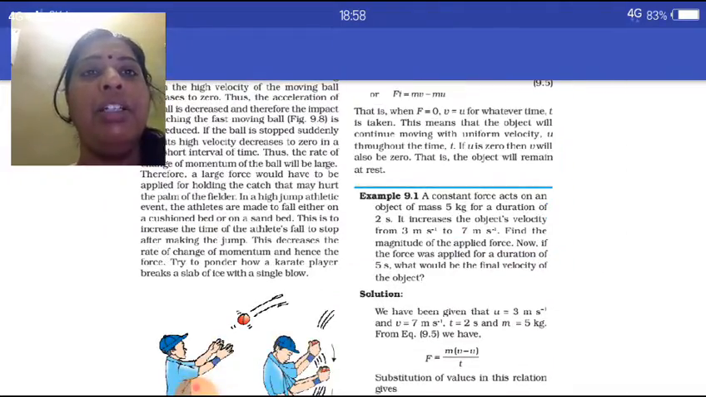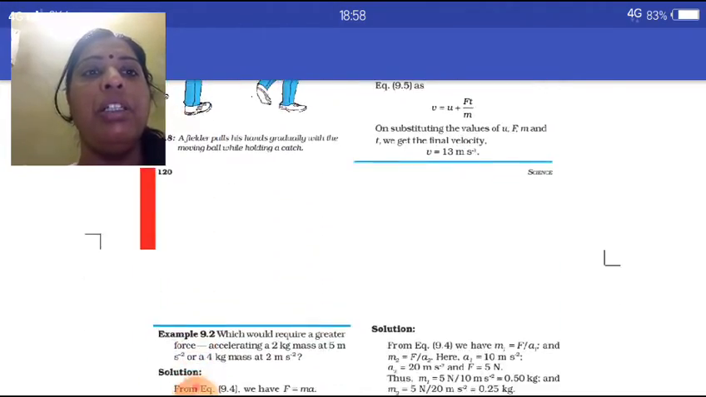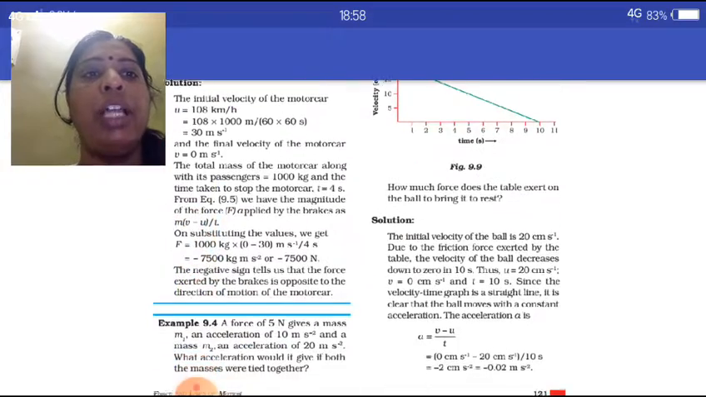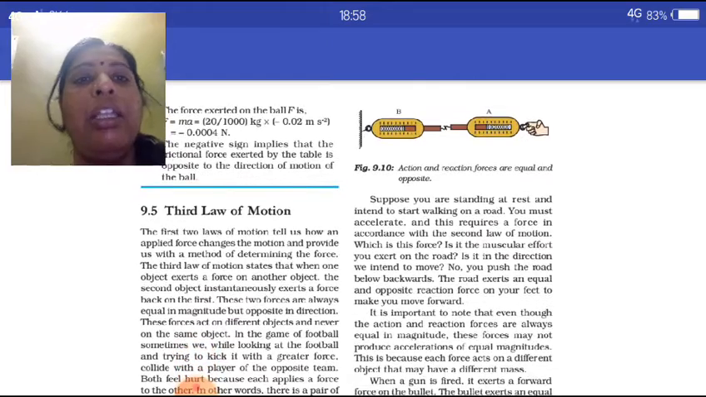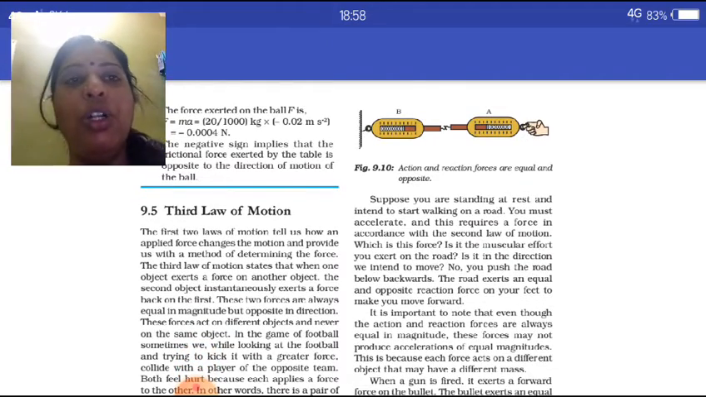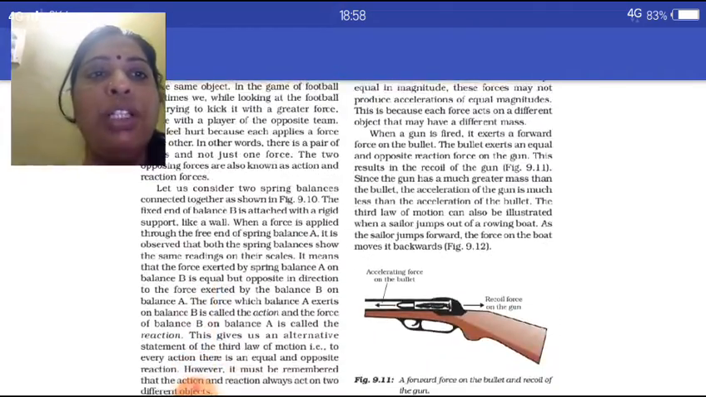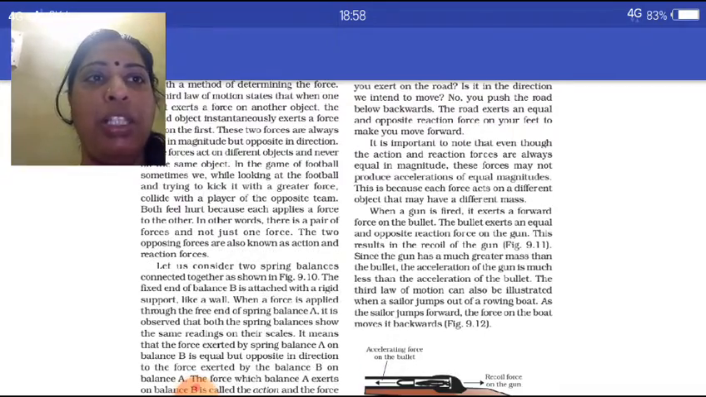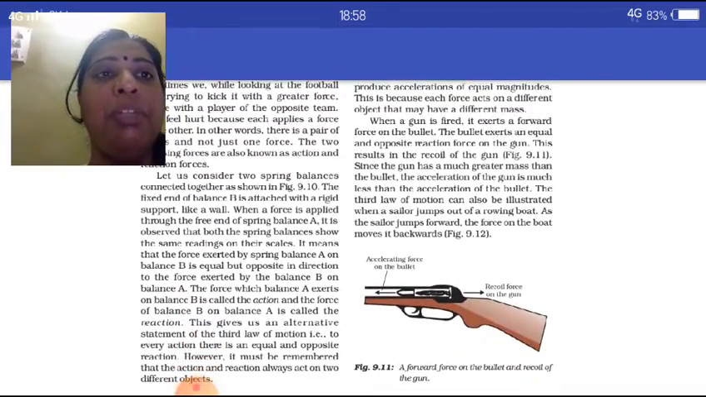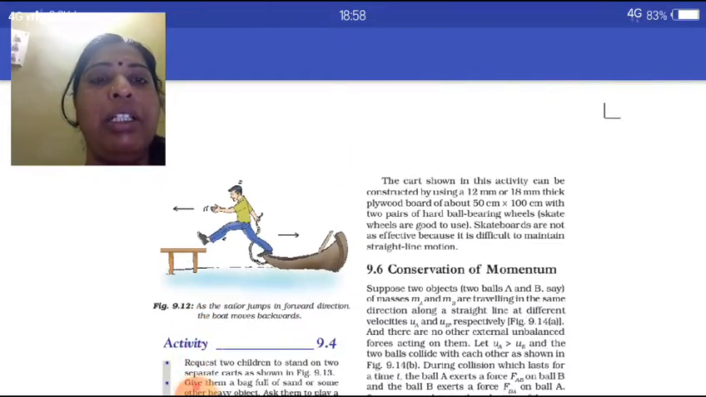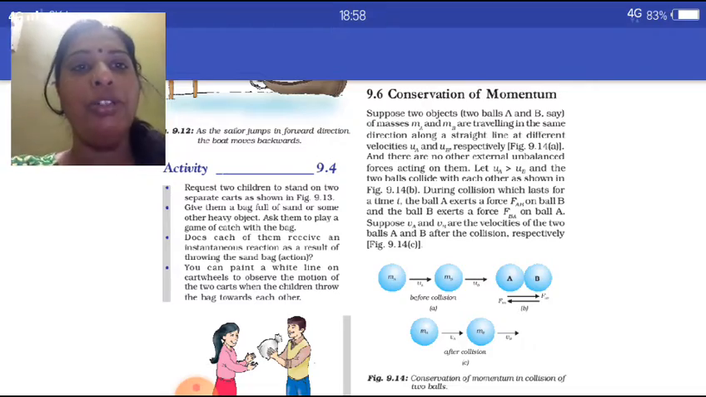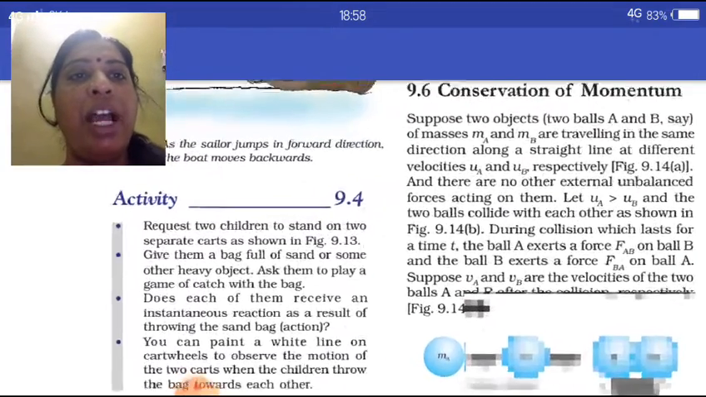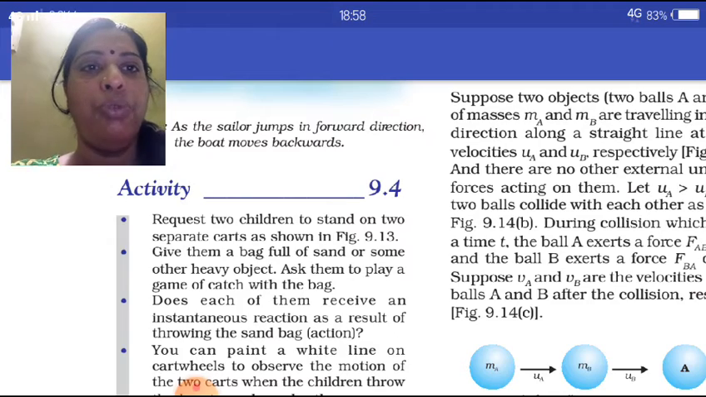Then we studied the various examples, examples 9.1, 9.2, 9.3, 9.4. Then we studied Newton's third law of motion. Okay students, Newton's third law of motion. We also saw its example, the example of a gun. Then we perform Activity 9.4. Today we have started Activity 9.4.